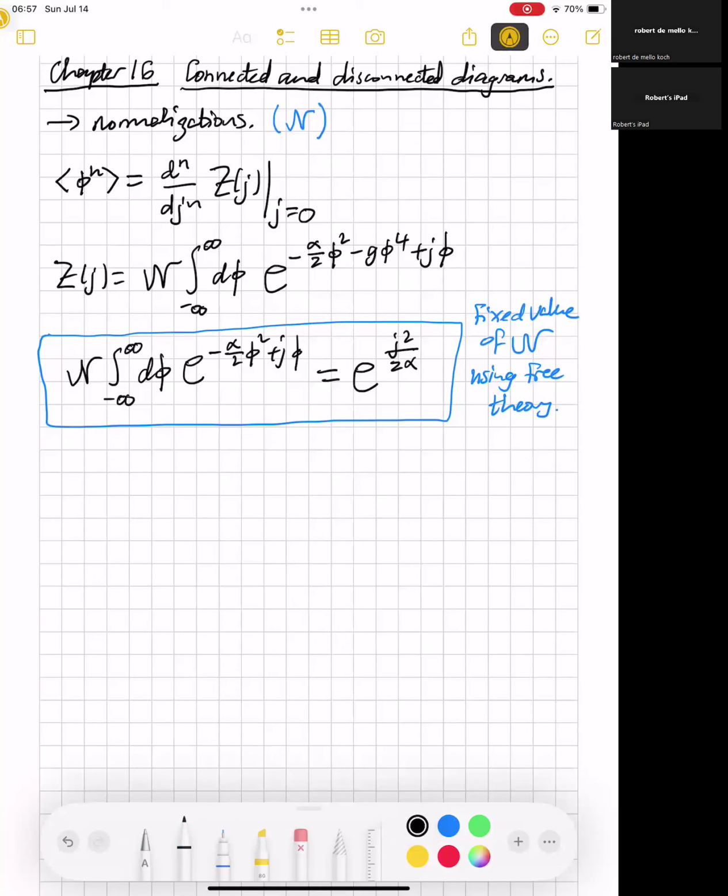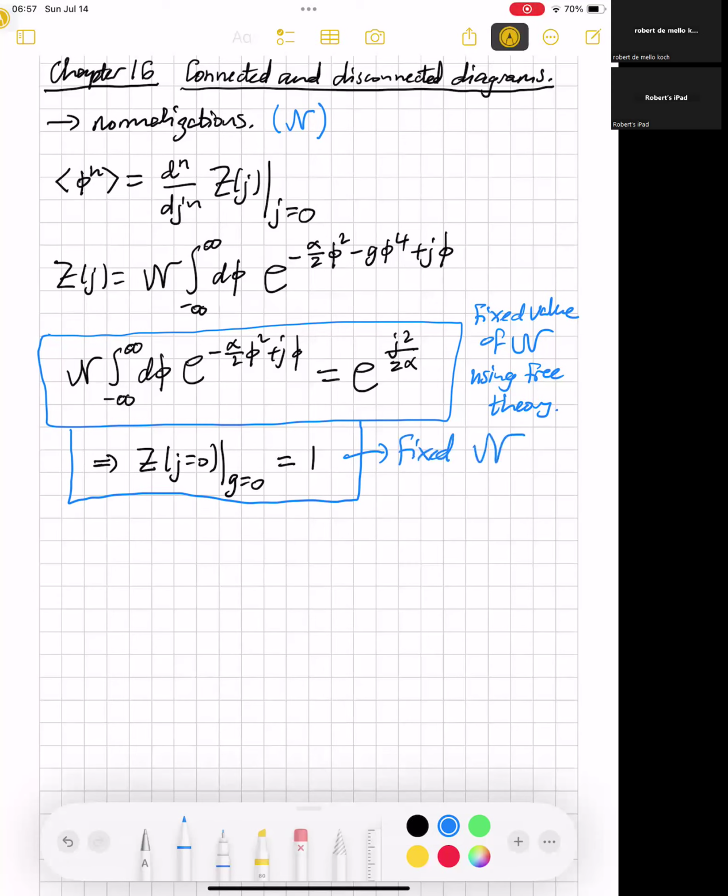And what did this ensure? This guaranteed that if we took z and we said j is equal to 0, and then we evaluated this at g is equal to 0, we got 1. So if you wanted to write down the condition that we were using to fix N, this was the condition. So this fixed the normalization.